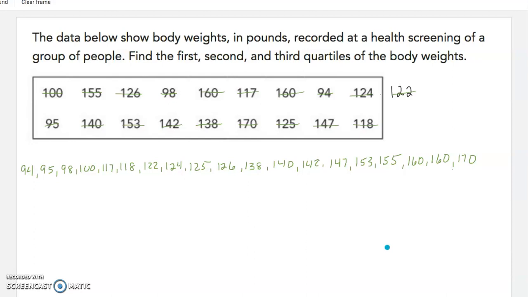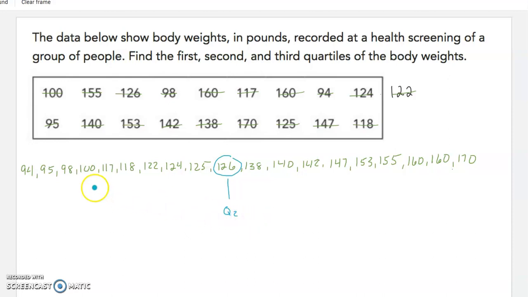Now I divide that by 2, I get 9. So I count 9 numbers, 1, 2, 3, 4, 5, 6, 7, 8, 9. And that one I took away, I add that back, and now this is the number that's in the middle. So 126. Okay, so that's going to be Q2.